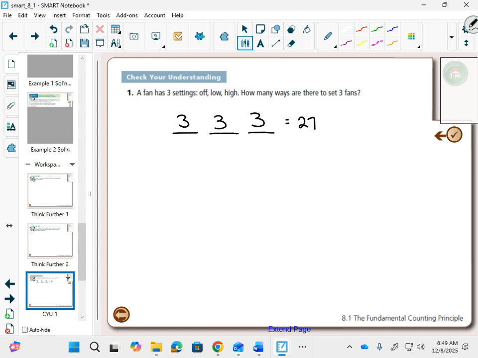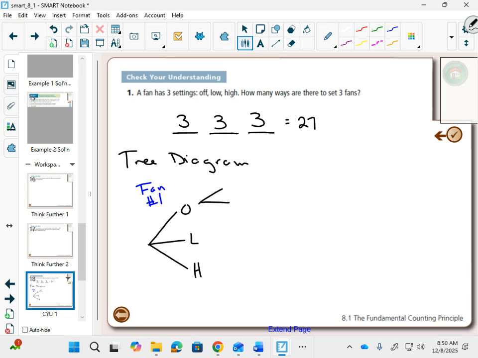Now, if you had to list all 27 of them, I'm going to show you a systematic way you could do that. And the systematic way, which is used a lot in probability and counting, is something called a tree diagram. For your first decision, which was fan number 1, we draw 3 branches. Decision number 1. And it could be off, it could be on low, it could be on high. That's fan number 1. Then fan number 2, there are 3 choices off each of these. Fan number 2 could be off, low, or high, off, low, or high, off, low, or high.